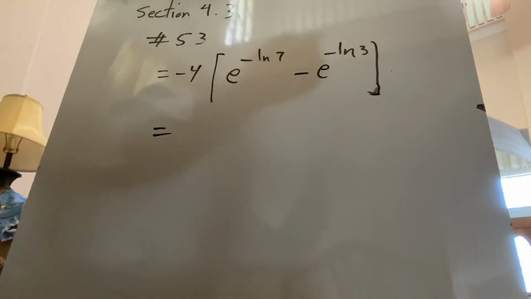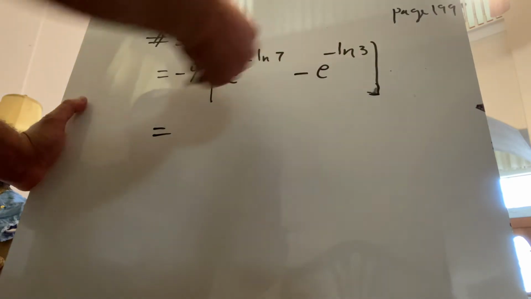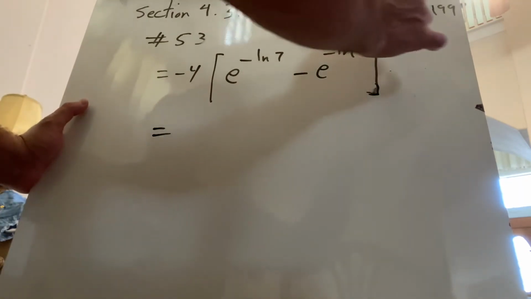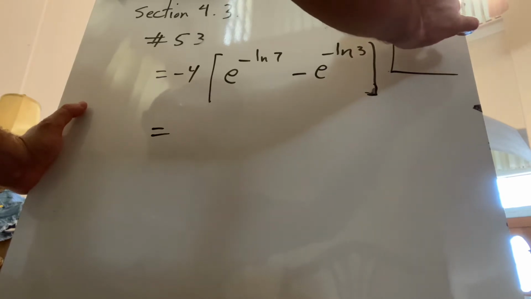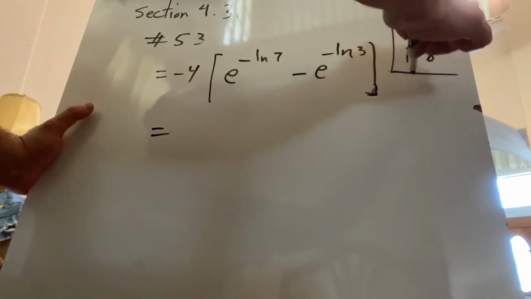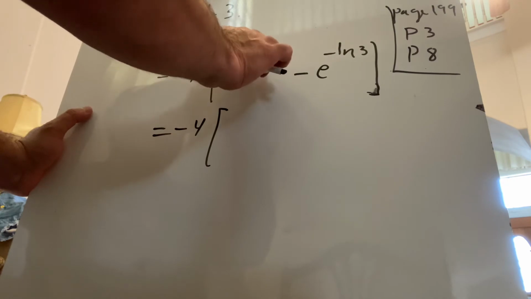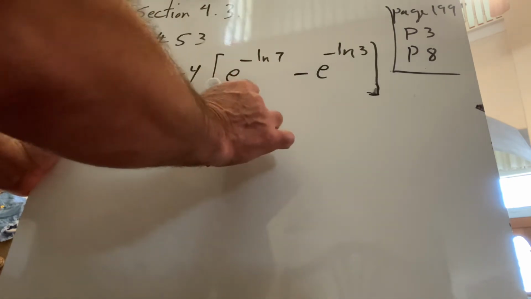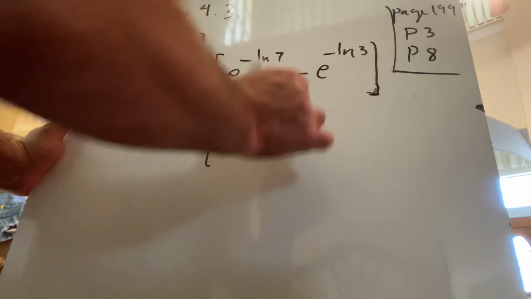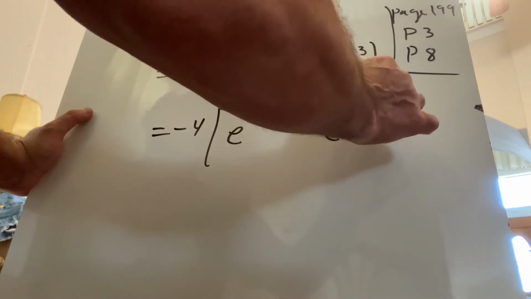Let me quote them. I want you to go to page 199. On page 199, there are actually 2 properties of logarithm and exponential functions. I'm going to quote both of them so you can go check them out: look at property P3 and also P8, okay? With these 2 properties, we can rewrite this. First of all, that negative 1, which is a coefficient, becomes an exponent. That becomes e to the natural log of 7 to the negative 1. Same thing here, that negative 1 we can make an exponent. One of those properties allows you to do that. So that becomes e to the natural log of 3 to the negative 1.